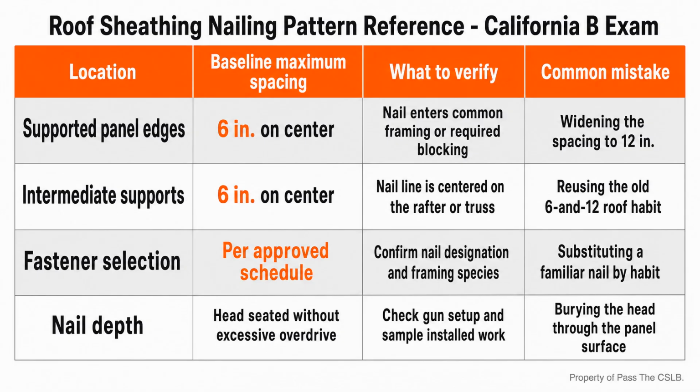Ring shank nails gain withdrawal resistance from the ridges around the shank. Those ridges engage the wood fibers rather than relying only on a smooth shank. The useful memory connection is grip, not magic.